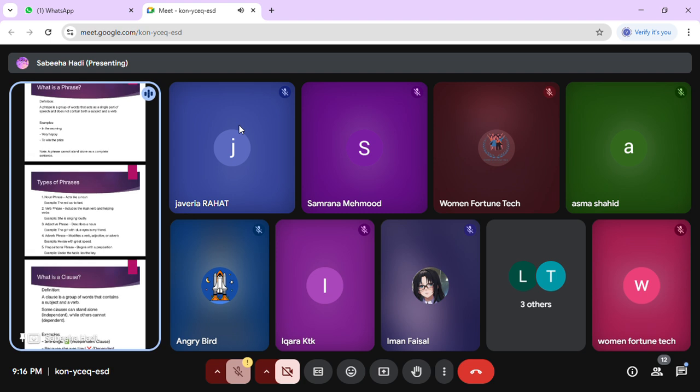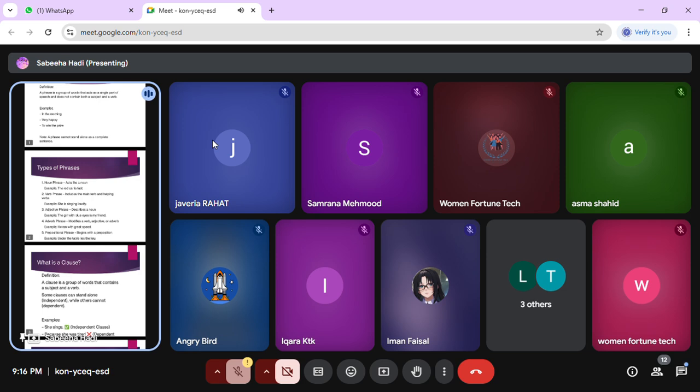Now, adverb phrase. Adverb phrase modifies a verb, adjective, or adverb. Means it modifies a verb, adjective, or any other adverb. For example, he runs with great speed. Run with great speed. Here it is an adverb phrase because it modifies a verb, adjective, or adverb.